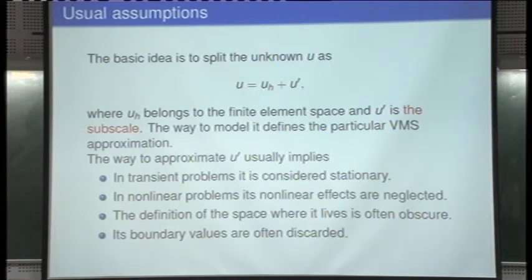As we know, the idea is to split the unknown into the finite element solution plus the subscale, and to approximate the subscales. Usually, as I have mentioned, in transient problems the subscales are considered stationary, so the time derivative of u prime is usually taken to be zero. In nonlinear problems, nonlinear effects are neglected. We don't do any of these things. We consider the time derivative of u prime, and we keep the nonlinear dependency on u prime in nonlinear problems, though this problem is linear. We clearly define the space to which it belongs. Usually the boundary values are discarded. We will also neglect them, but we can take them into account.